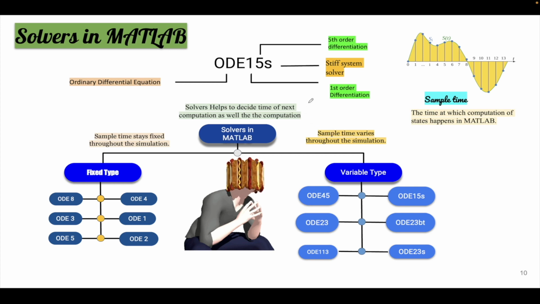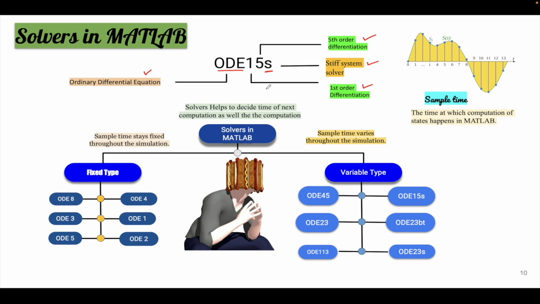So let's see how these solvers are being named. Suppose for consideration, we are considering the ODE15S solver. So what is the meaning of the name? Here ODE stands for ordinary differential equation, and 1 and 5 are the order of the equation. So 1 means it is the first order differentiation it is doing, and 5 means it is the fifth order differentiation, and then the S represents the stiff system that we already have seen in the last tutorial.